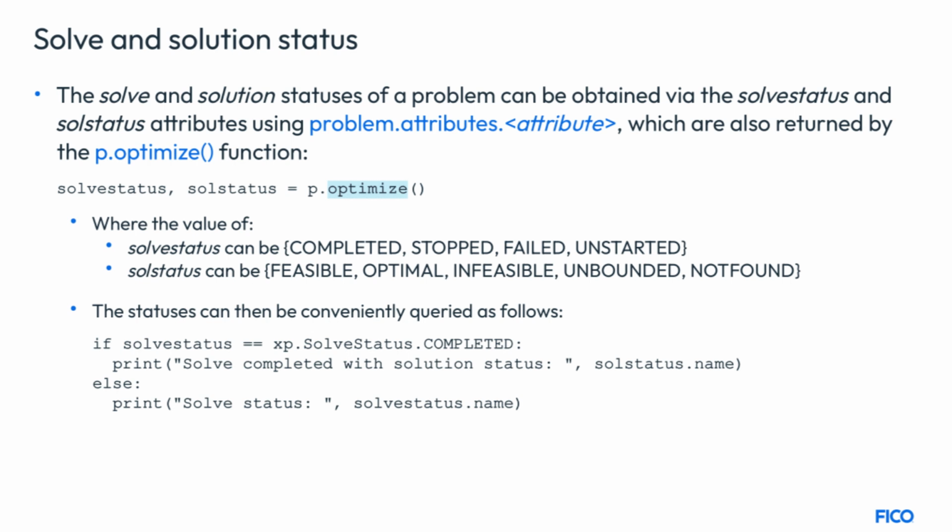queried as a problem attribute via the call problem.attributes followed by the attribute name. Solve status provides information about the optimization run process and whether it has completed successfully or not, while sol status classifies the optimization run according to whether an optimal or feasible solution has been found, or alternatively indicates if the problem is infeasible or unbounded. The returned objects can then be compared with the possible solve and solution status constants in the Express module, and their name can be conveniently queried by invoking the name property of the corresponding attribute.